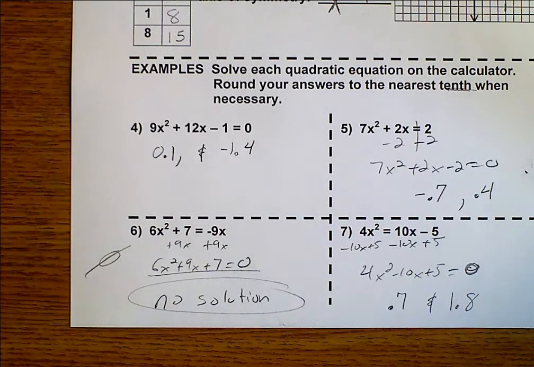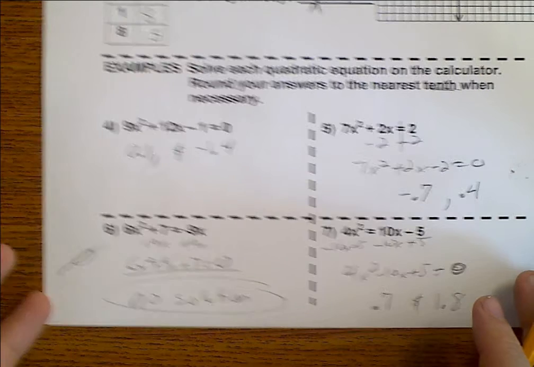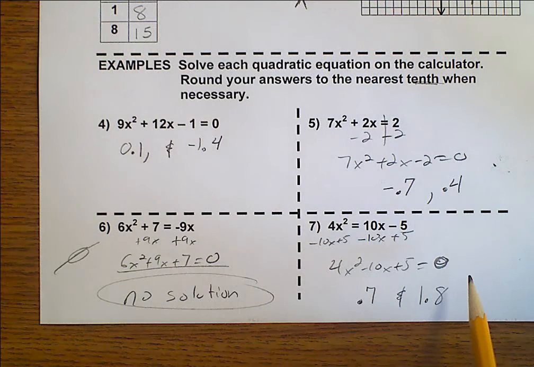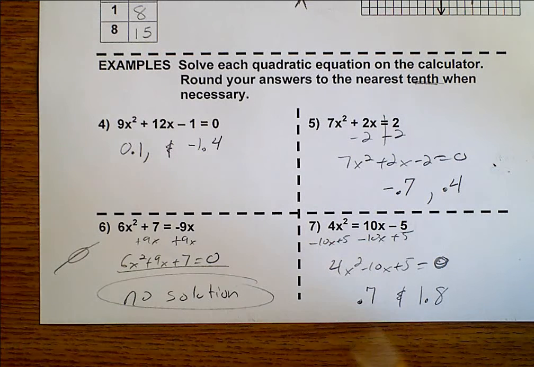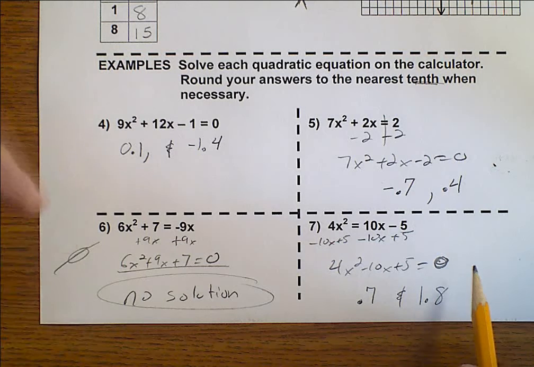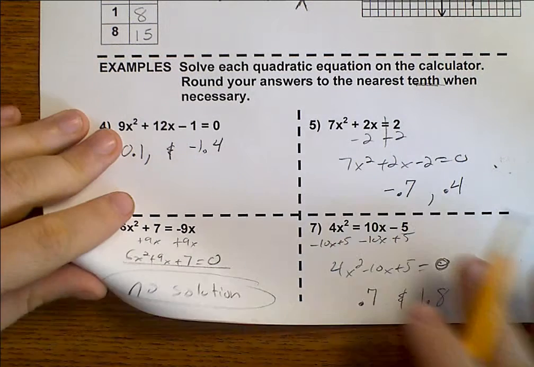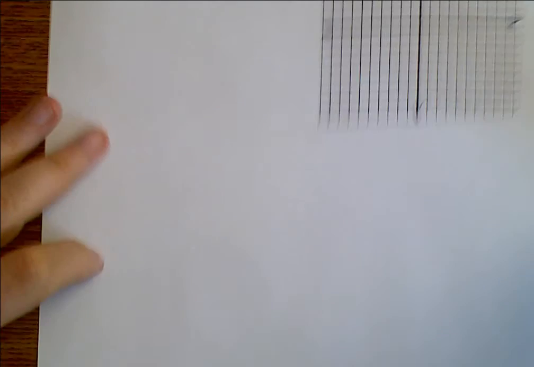And so the graphing calculator solves it for us really, really quickly. It doesn't give us exact and it doesn't give us fractions. We have to round. So there are some disadvantages to using this over the quadratic formula. But it is much faster. Let's go ahead and look at the last example, number 8.